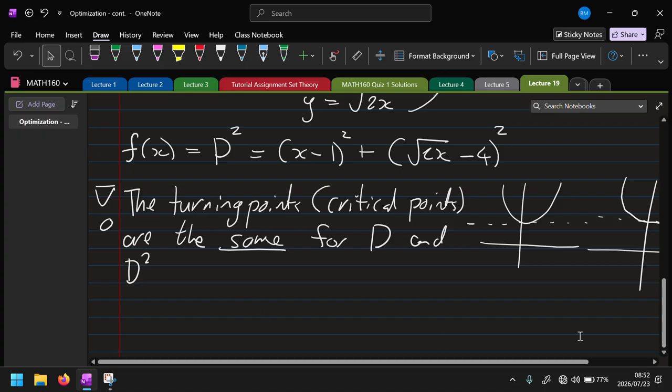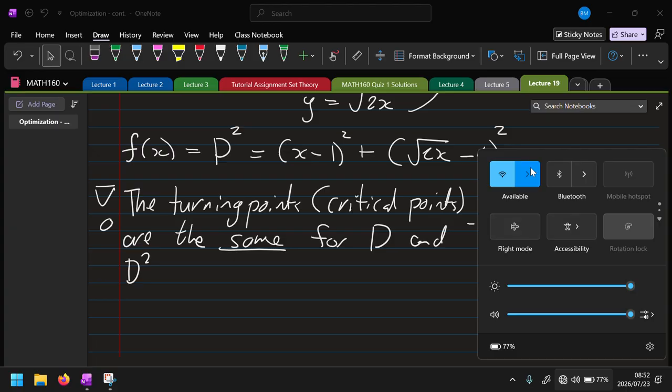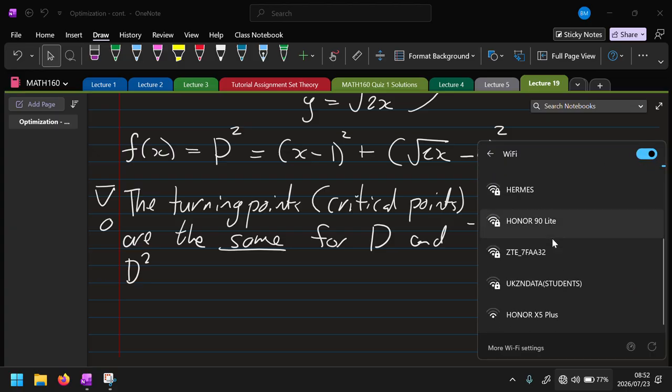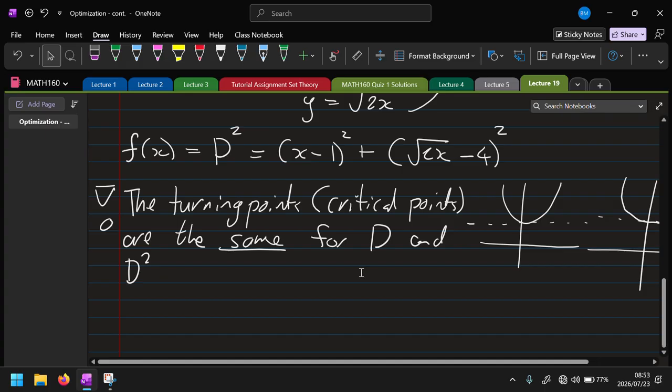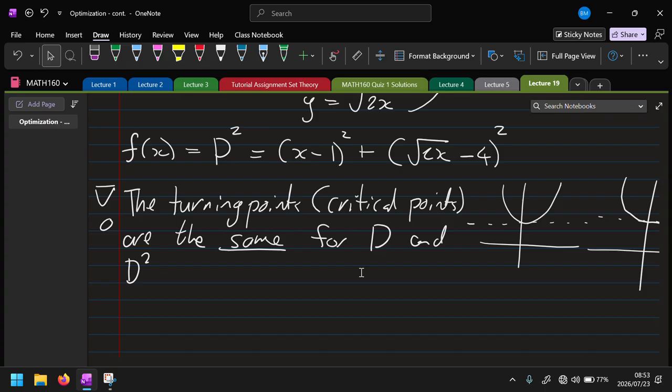Okay. And we can see some more examples. Let's just see if the Wi-Fi is working. Okay, no, it's not. We'll have to look at that another time. But you can look on Desmos, you know how to use that. Put some cubic functions. You know, you got your local min, local max, put some cubic functions, square them, and look at the turning points. You'll see that they'll be the same.